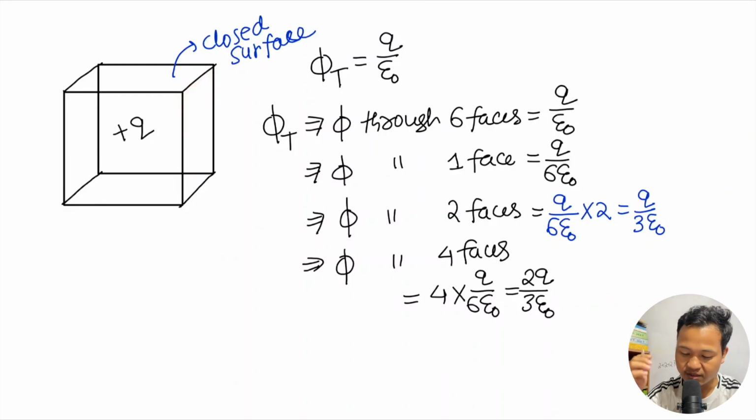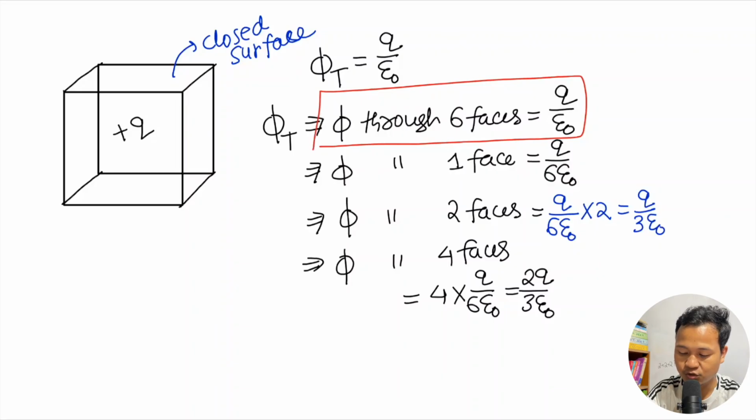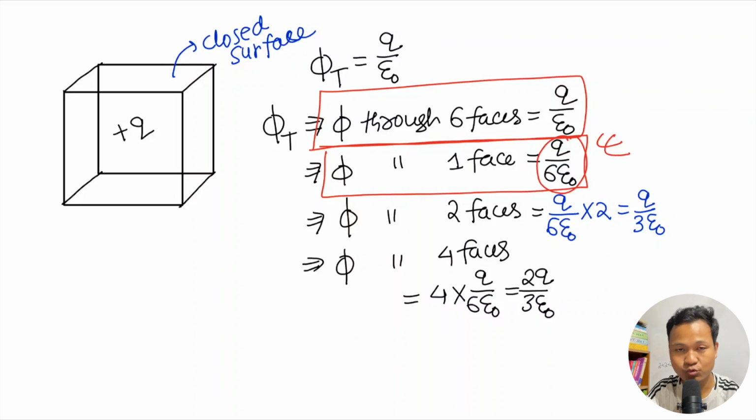The technique to remember is this. Total flux due to 6 faces is Q by epsilon naught. So the flux due to one face is Q by 6 epsilon naught. For two faces multiply by 2, for 4 faces multiply by 4, for 5 faces multiply by 5. That will be the answer.